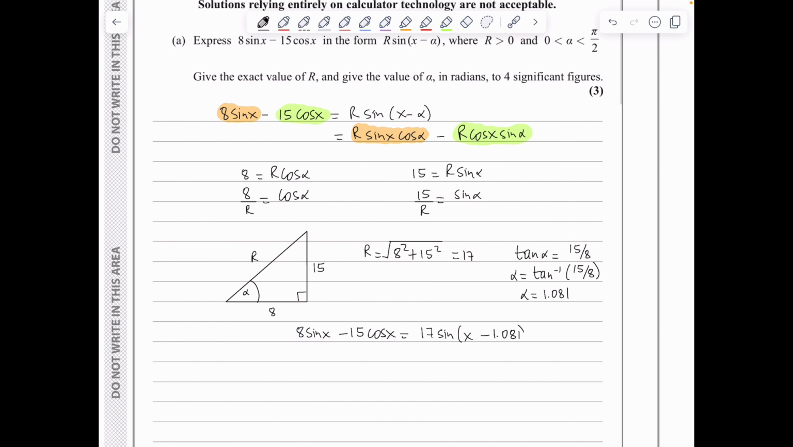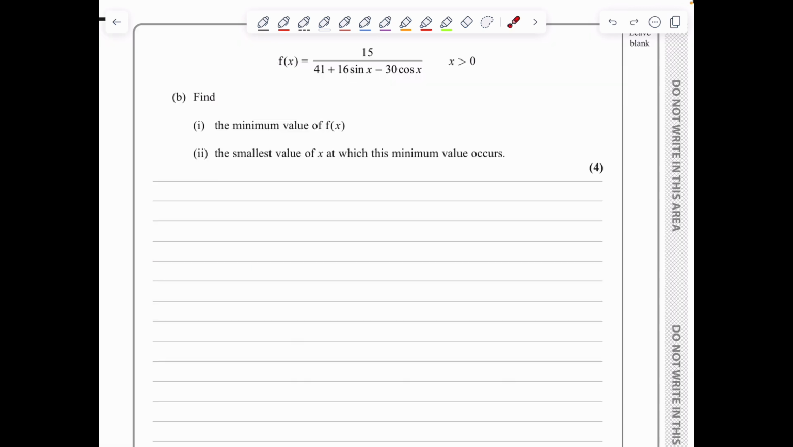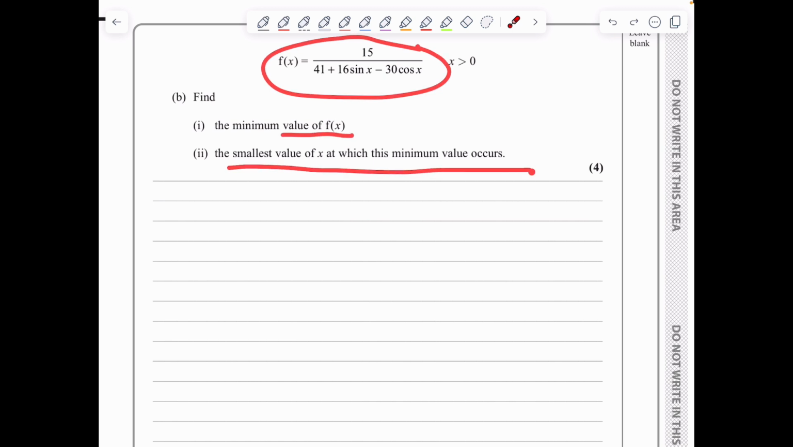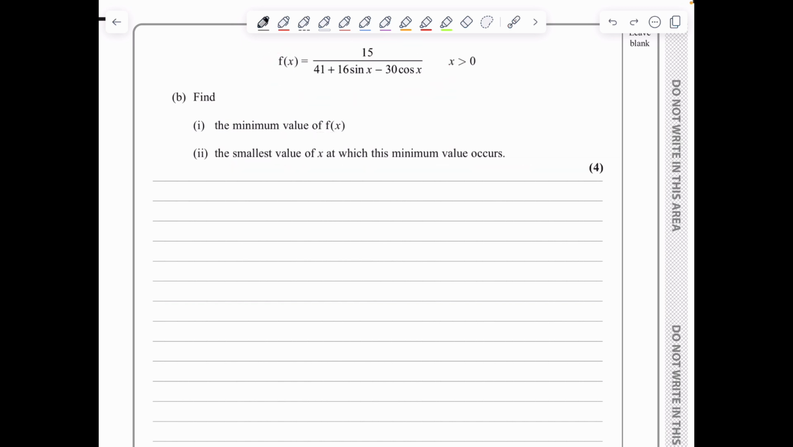which means that we have that 8 sine x minus 15 cos x is equal to 17 sine of x minus 1.081. In part B, we're given f of x here, and we're asked to find the minimum value of f of x and the smallest value of x at which this minimum value is attained, where there is a clear connection with part A.